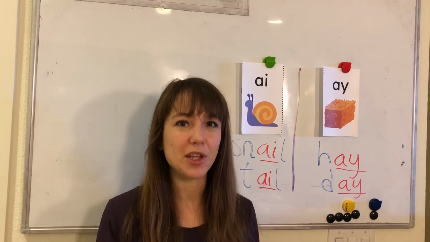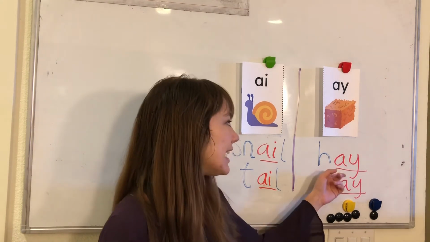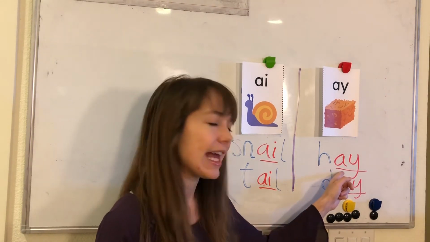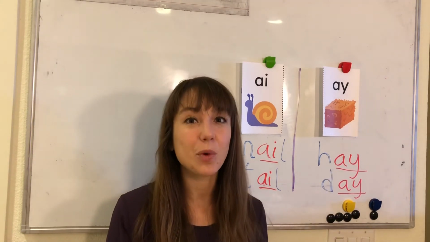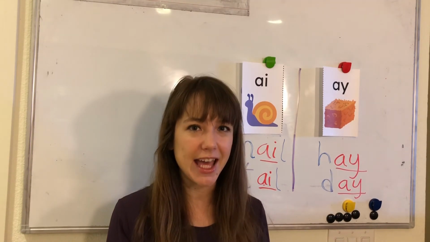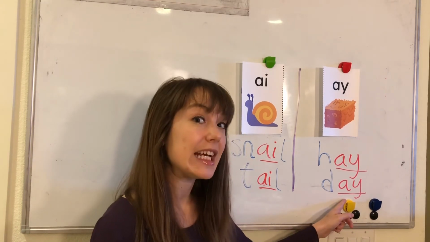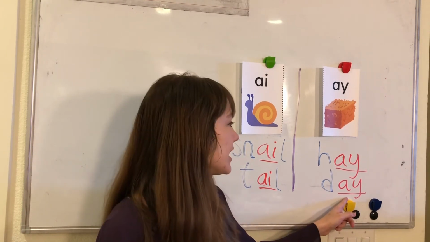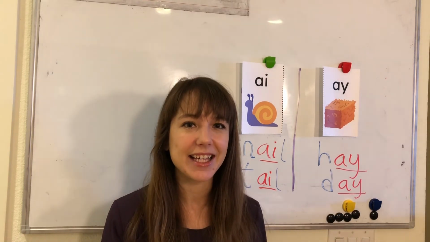For example, in the word hey, we see AY at the end of the word. Another example of that is the word day, D-A-Y, day. We hear that long vowel A sound again at the end of the word. AY appears at the end in D-A-Y.